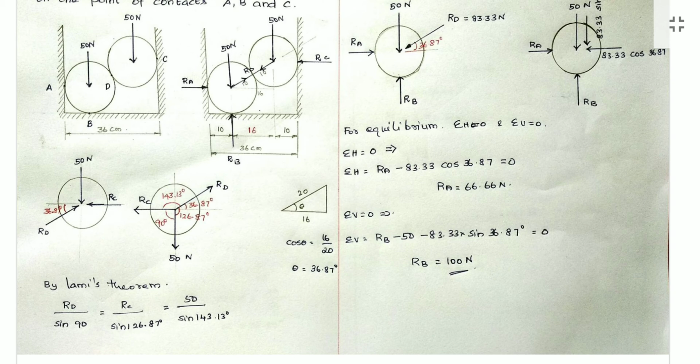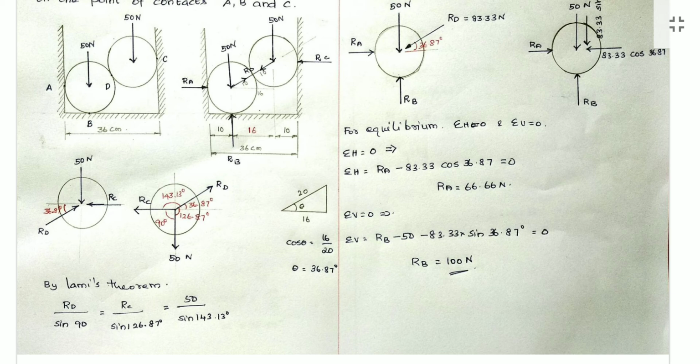So here what are the forces there? 50 Newton weight, then RC is a horizontal force, and RD. All the forces are acting towards the point, but I am going to draw them acting away from the point. Then only we can apply Lami's theorem very easily. Then we have to find the included angles, and then we can solve it easily.